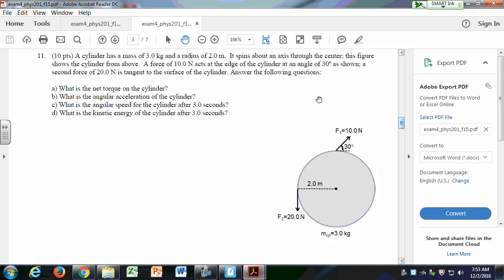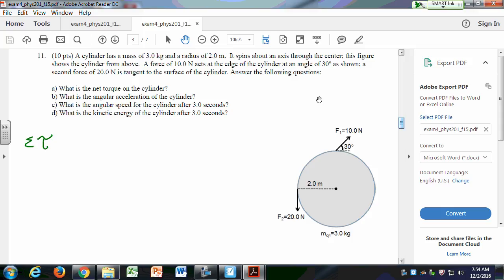If a cylinder has a mass of 3 kilograms and a radius of 2 meters, it spins about an axis through the center, and this shows the cylinder from above. A force of 10 newtons acts right here at an angle of 30 degrees, and then I have a second force acting there. So I need to do a couple of things. The first one asks, what is the net torque? And to find the net torque, I look at the forces.